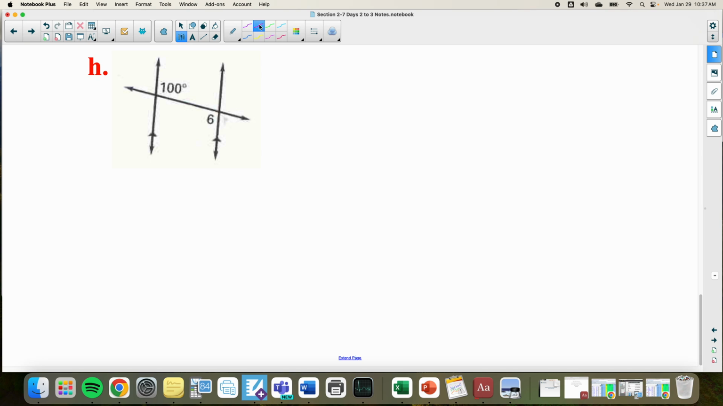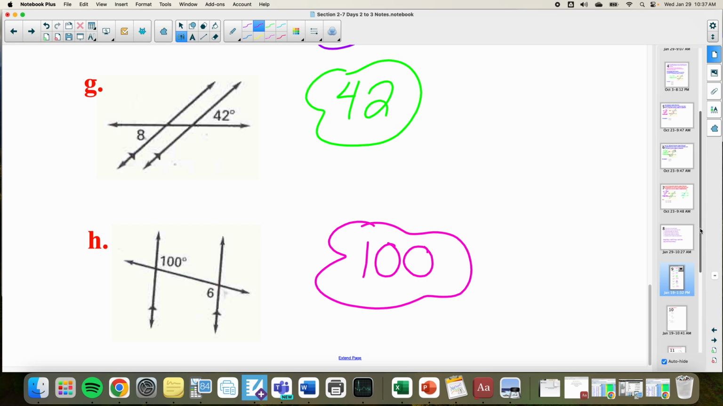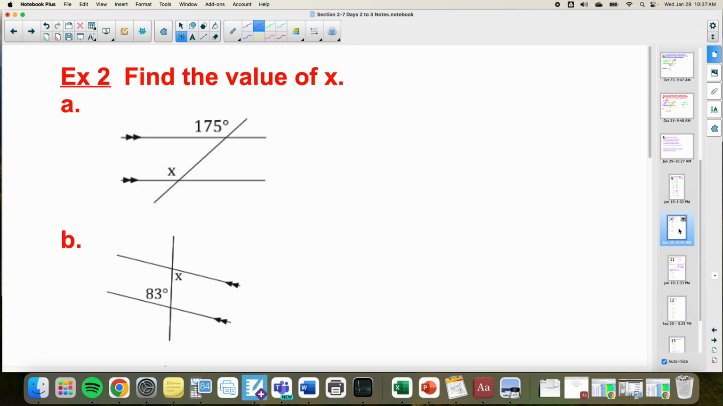Alternate interior, yes. Alternate interior are going to be what? Equal. So angle 6 is 100. And remember, angle 6 is just like if there was an X there. Okay? Then let's go here, and this is the same thing. It's just asking for X.